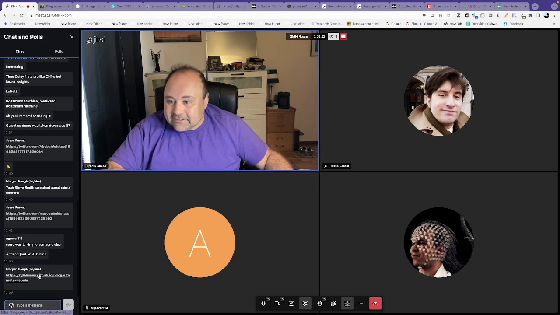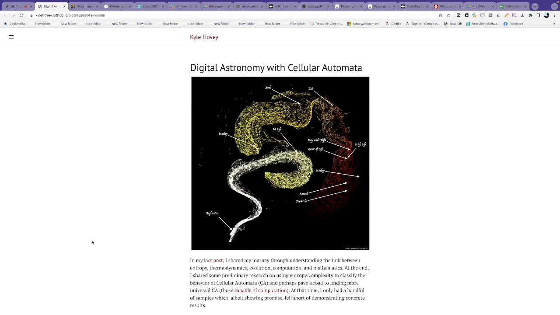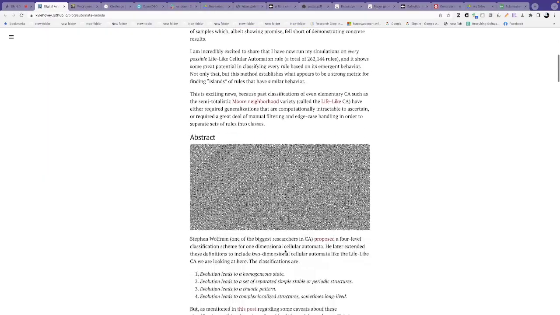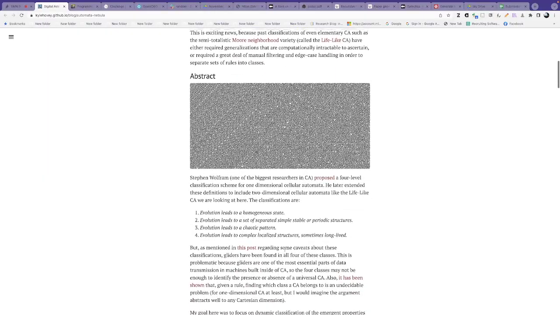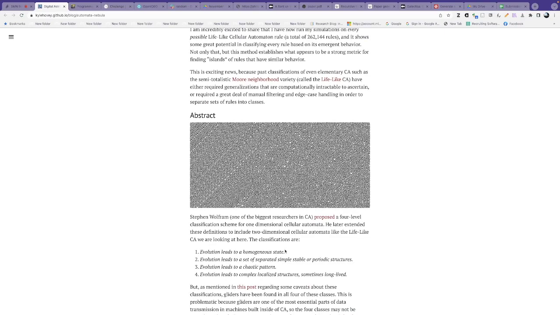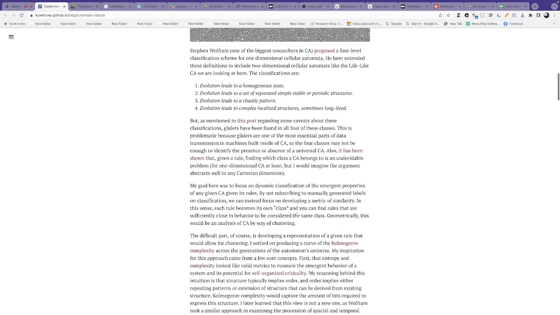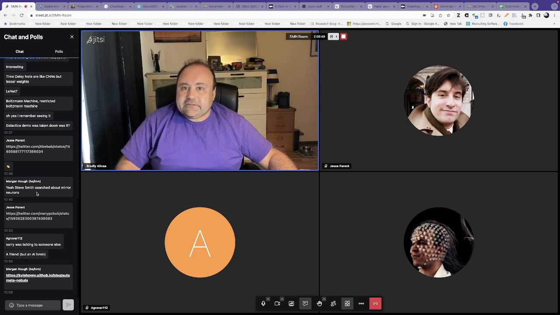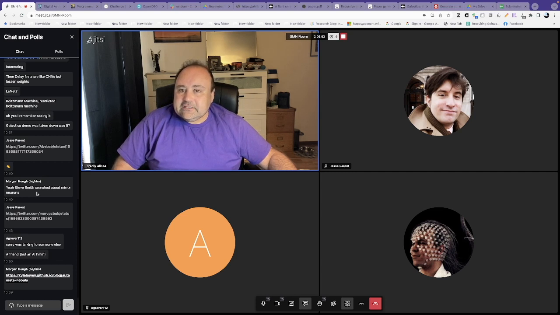And then Morgan has a link to this Kyle Hovey Digital Astronomy of Cellular Automata. This is a nice blog post on cellular automata, which are, of course, discrete computational models. Yeah, we should check that out. And then Morgan said something about Steve Smith searching about mirror neurons. That was something from the last meeting. We talked about mirror neurons.